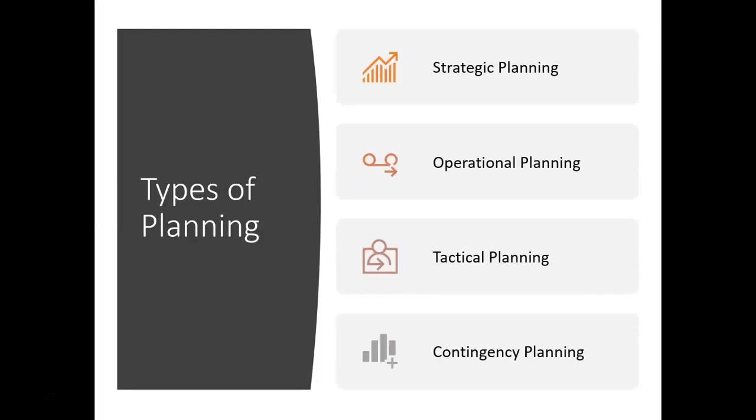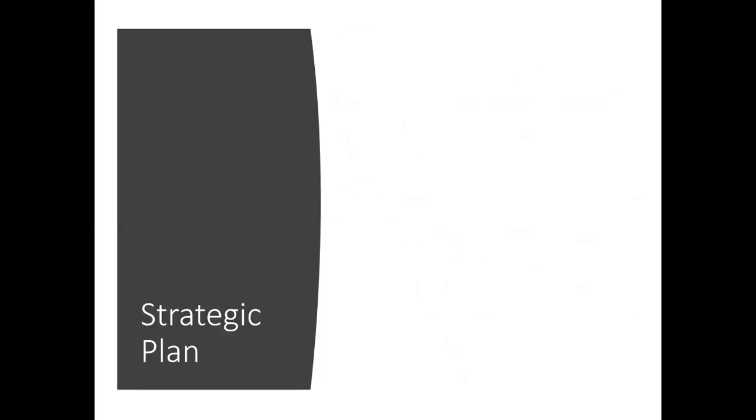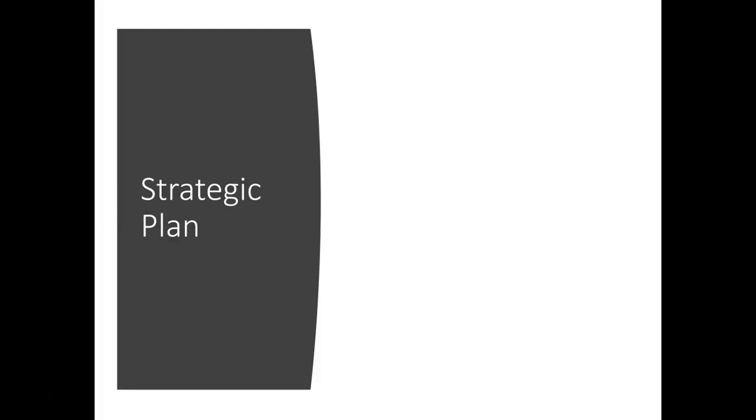The icon right there is just basically square diagrams that show the planning process and how it's important to planning. So here are the types of planning. There are 4 types. The first one is strategic planning. The second one is operational planning. The third one is tactical planning. And the fourth one is contingency planning. Those are the main 4 types of planning. Now, let's start and see what a strategic plan is.